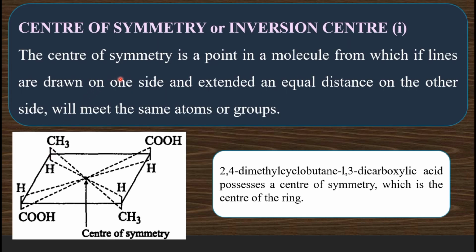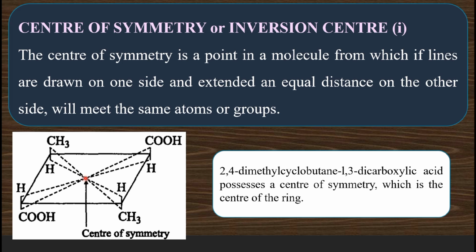Now center of symmetry or inversion center. So center of symmetry is a point in a molecule from which if you travel in opposite directions to equal distance, you should meet with identical groups. So usually the center of symmetry is the central point of the molecule. So in this molecule 2,4 dimethyl cyclobutane 1,3 dicarboxylic acid, this is the central point of the molecule.